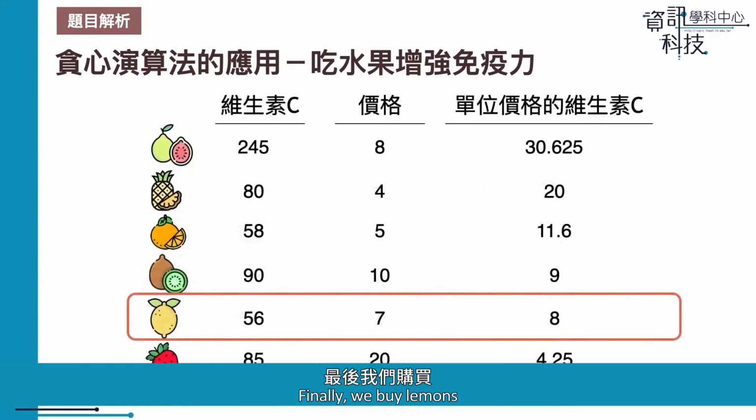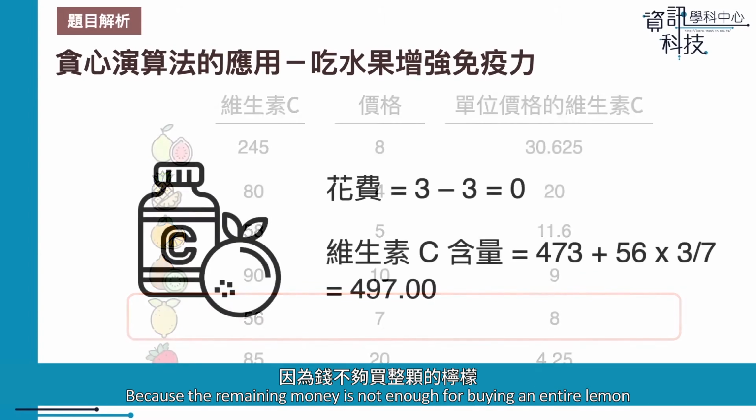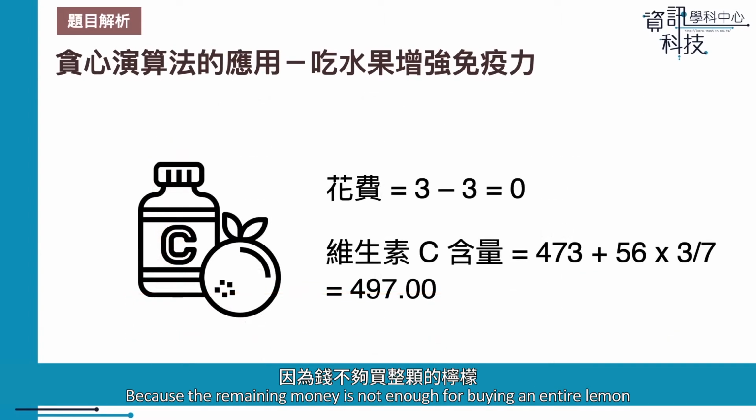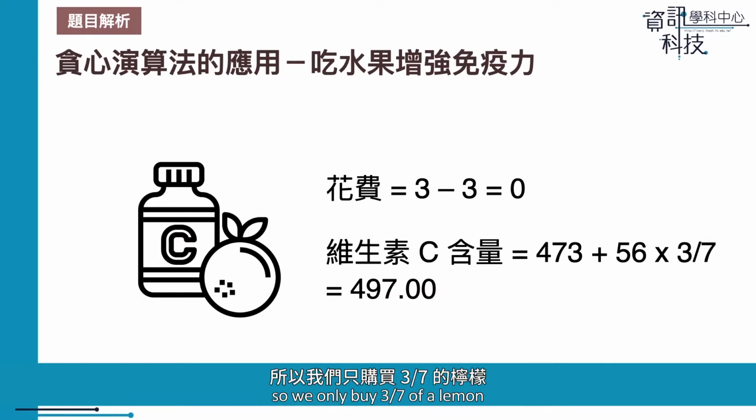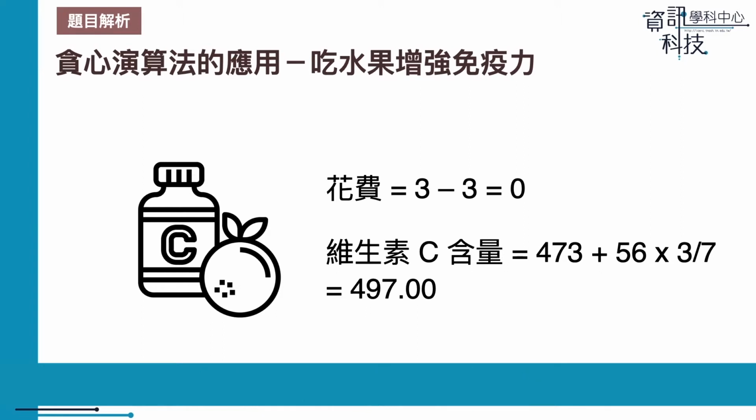Finally, we buy lemons that contain the 5th highest vitamin C content per unit price. Because the remaining money is not enough for buying an entire lemon, we only buy 3/7 of a lemon. Until now, the expense is calculated as 3 minus 3 equals 0, and then the total vitamin C content will become 497. Next, you can actually practice the program code.